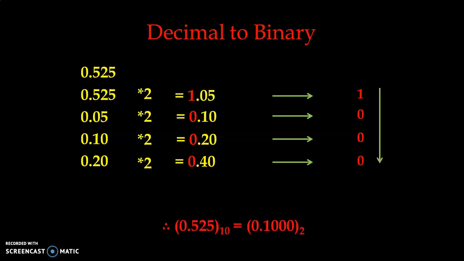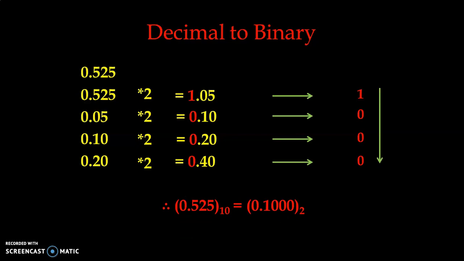We take the answer. So for decimal value 0.525, the answer is 0.1000, right? We have to write from top to bottom. Top, that is 1, and we travel towards the bottom side. In a similar manner, we have to write our equivalent binary number.